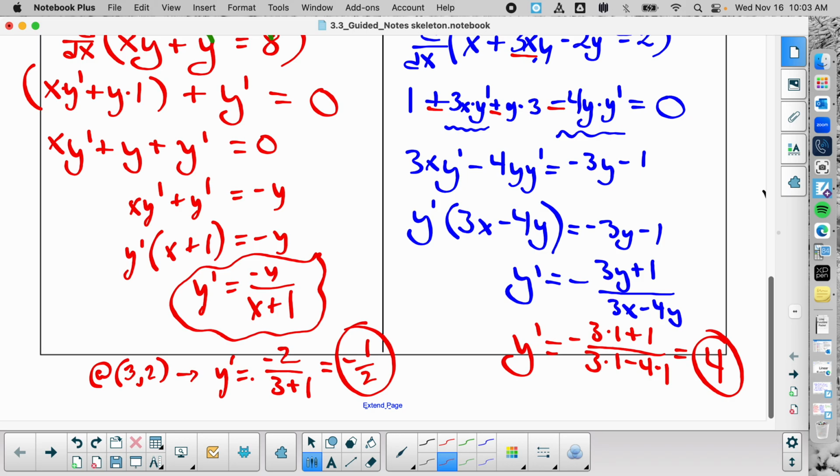This one, it didn't say at the top, find dy dx, right? So it doesn't actually matter.